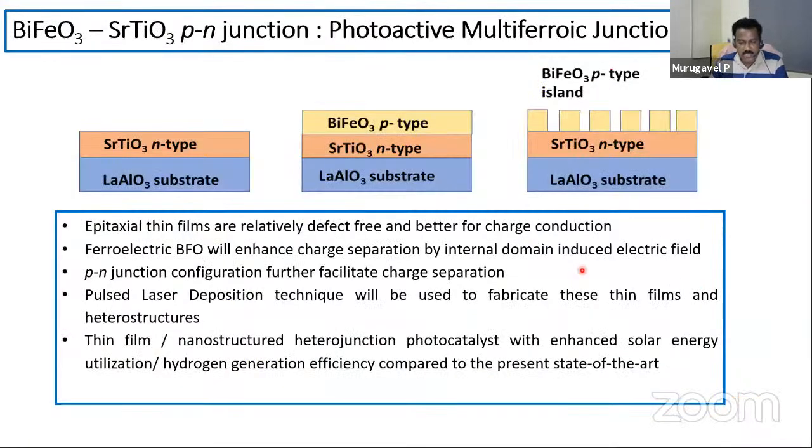In addition to that, he's also planning to capitalize on the epitaxial formation of films, where he's planning to use the multiferroic bismuth iron oxide deposited on strontium titanate, which can form a PN junction. Bismuth iron oxide is also a ferroelectric, so there is an internal electric field, right? So the charge separation can be done quickly because of the internal electric field. That can have a profound effect on this kind of nanostructure when it comes to photocatalysis or hydrogen generation efficiency. That's what he is planning to do in this project.